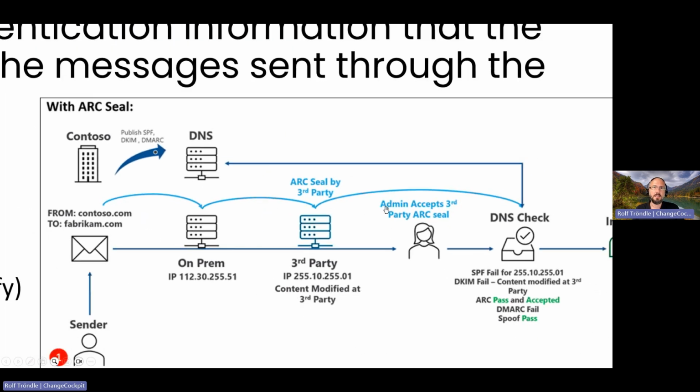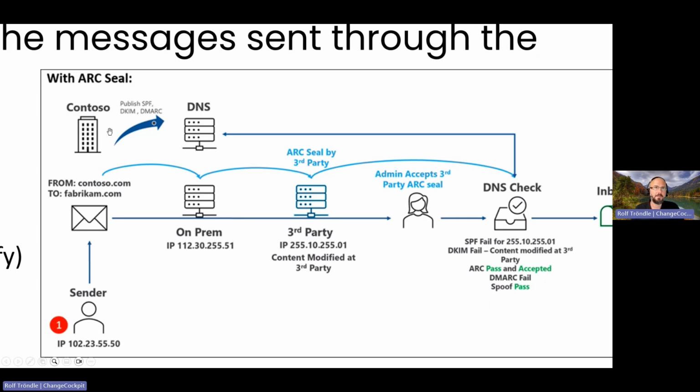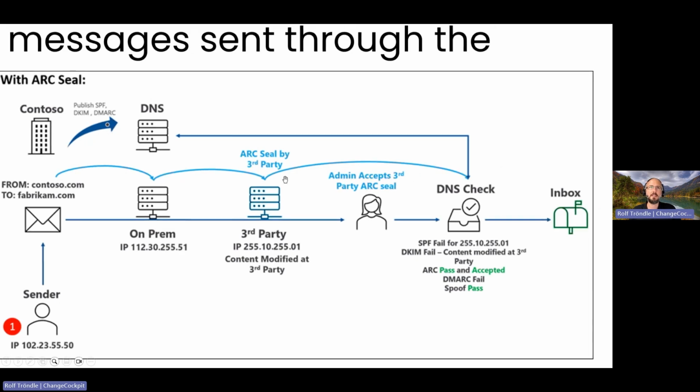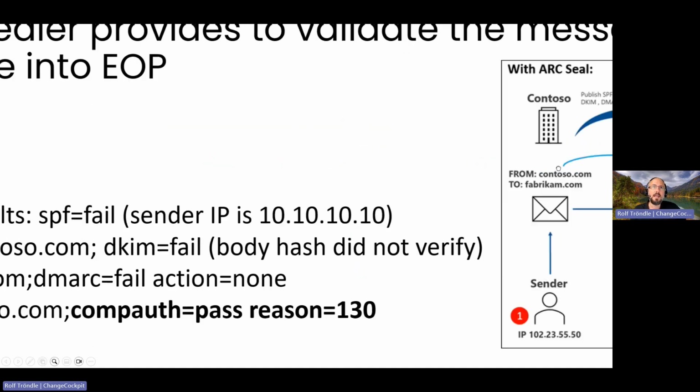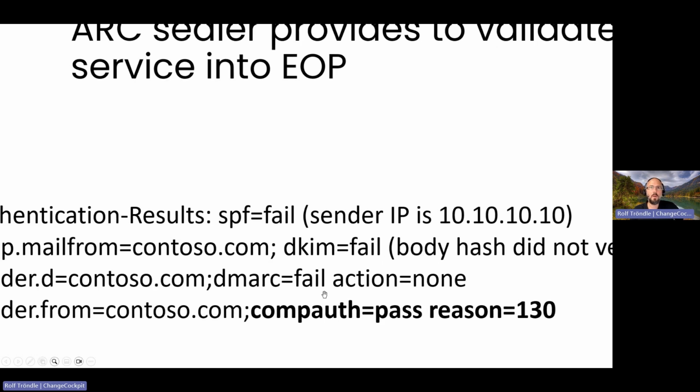We see this here in this chart, where with ARC seal, the email goes to your on-premise system. We have the third-party appliance. The ARC seal will be added by this appliance. Admin accepts the third-party ARC seal, and therefore you need to accept it when doing the configuration. And therefore everything here, ARC equals pass, meaning accepted. DMARC fail, but spoof equals pass anyway because ARC equals pass, and therefore you would see compauth in the header.